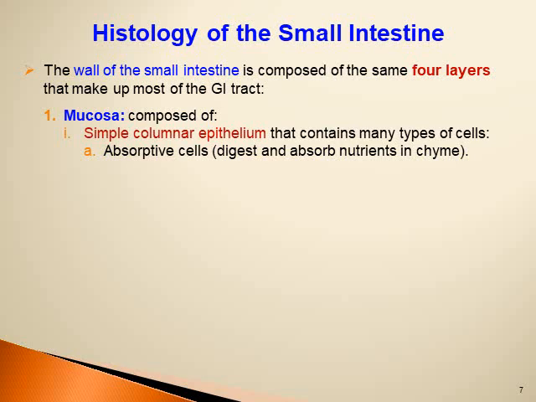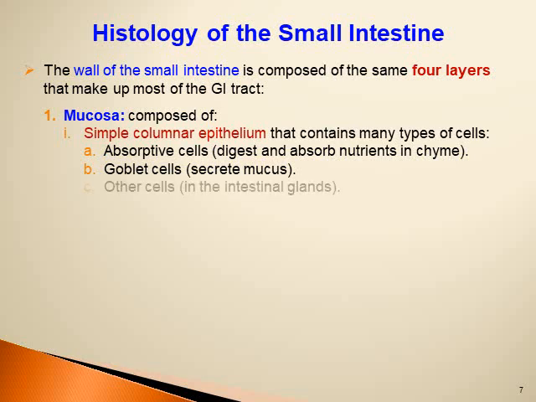One type of cells are the absorptive cells or absorptive enterocytes. They digest and absorb nutrients. And again, I repeat, they can digest because they express digestive enzymes on their surface. So they will perform the last step of chemical digestion before they absorb the nutrients. The other type of cells are the goblet cells. These are cells that produce mucus, which is important for lubrication and the protection of the mucosa from any damage.